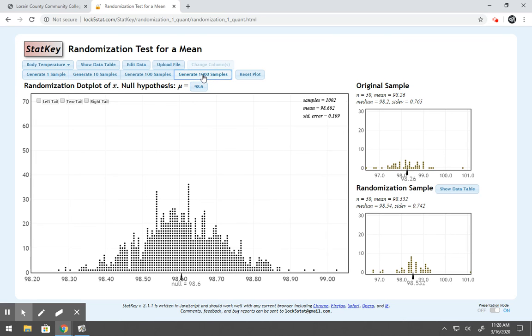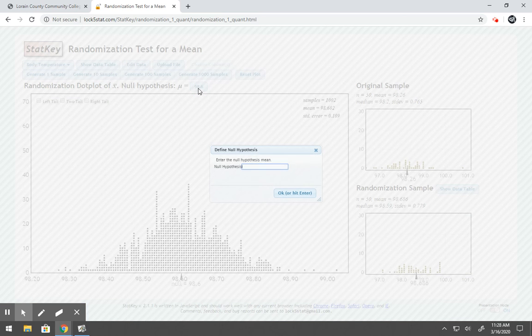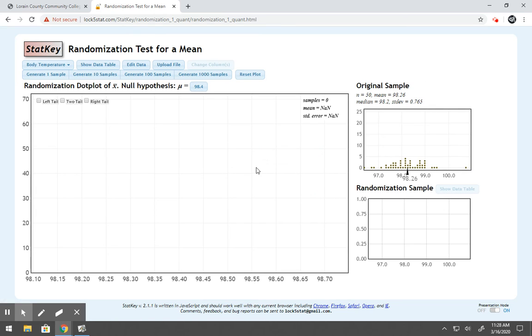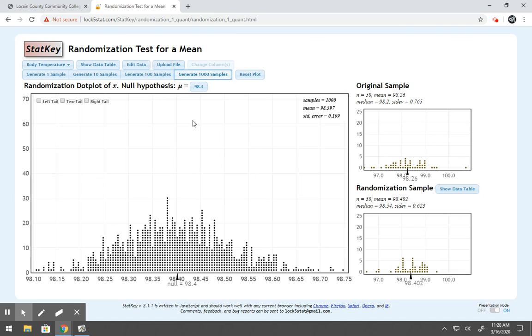So I'm going to hit generate 1,000. So that process just happened 1,000 times, and here they all are. Notice that my null center is 98.6. If for some reason I needed to change that null hypothesis, let's say that the problem said, hey, the null is 98.4. I would click on 98.6, change it to 98.4, and hit enter, and I'd have to regenerate again. Now it's 98.4. So you want to change your null before you run your data.